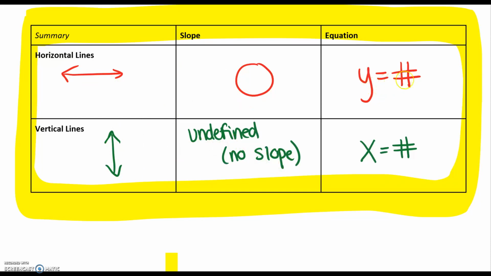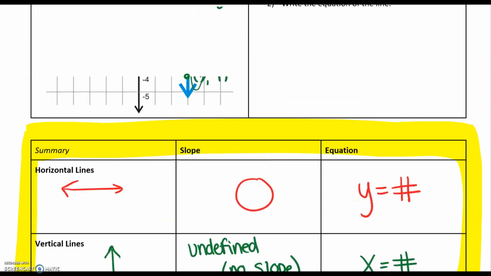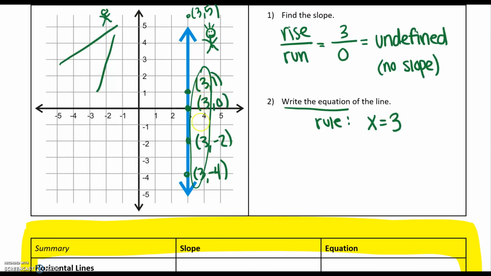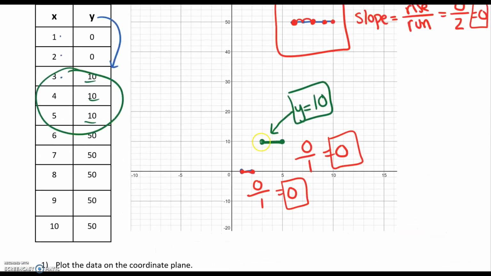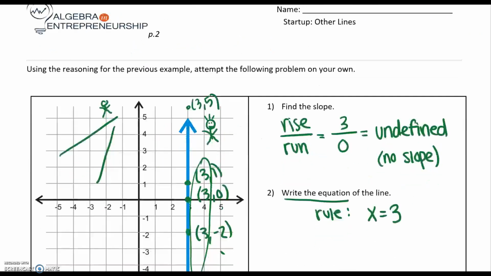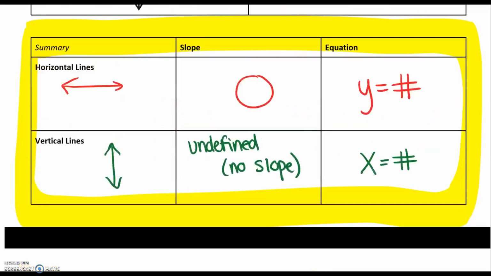The equation of a horizontal line is y equals whatever the number is. And the equation of a vertical line is x equals. This isn't really something you have to memorize. If you just look at the line, again, think about the pattern and you can come up with the equation. All of these have a y coordinate of 3, or excuse me, an x coordinate of 3. That's why it's x equals 3. That's the rule. Okay, whereas if you're looking at this, all of the coordinates had a y coordinate of 10, so the equation is y equals 10. And that's how you would describe horizontal and vertical lines.